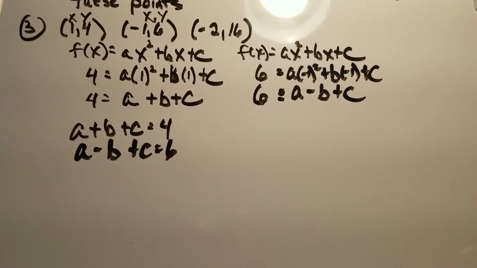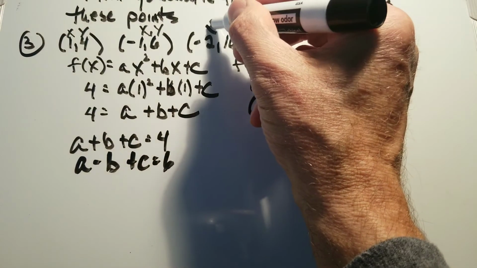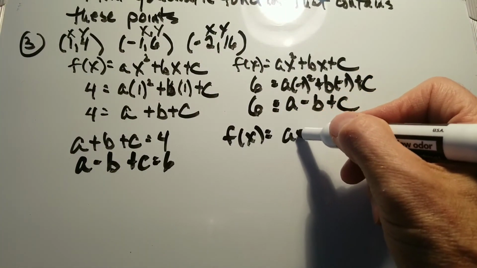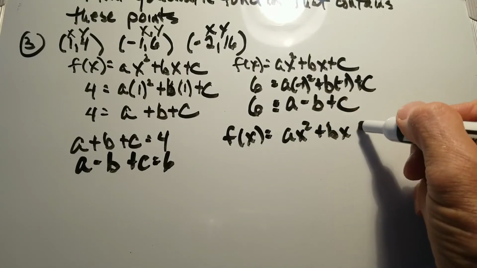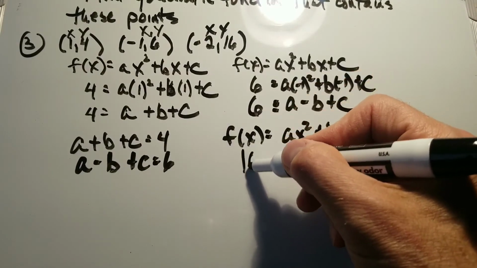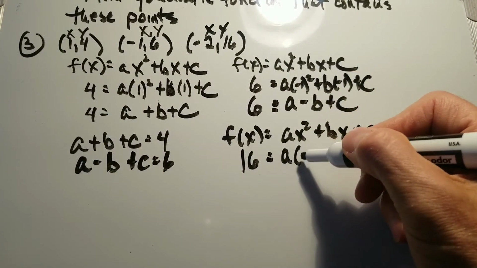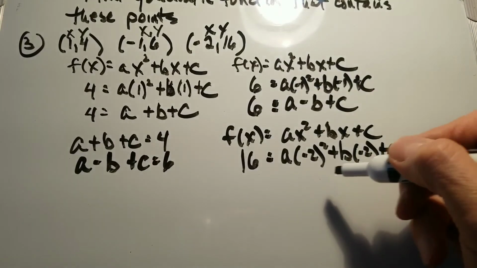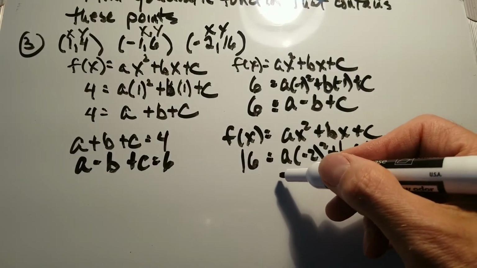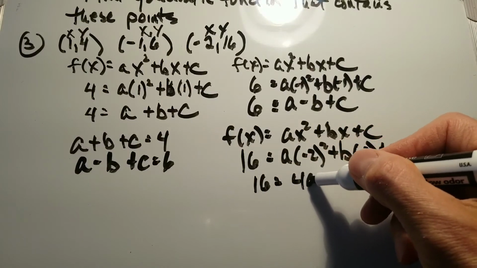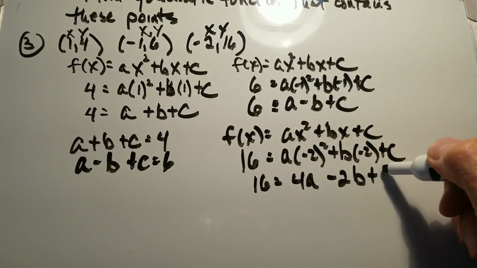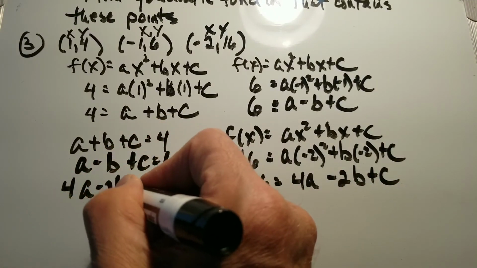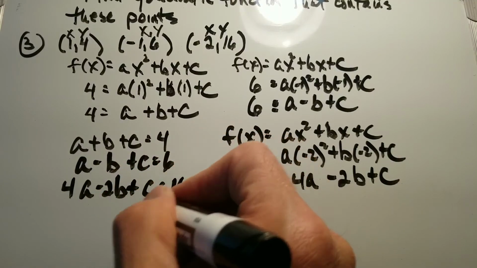And our third formula, negative 2, 16. F of x equals ax squared plus bx plus c. 16 is equal to a times negative 2 squared plus b times negative 2 plus c. Negative 2 squared is 4, so that's 16 is equal to 4a minus 2b plus c. So you now can copy that under the other two. 4a minus 2b plus c is equal to 16.